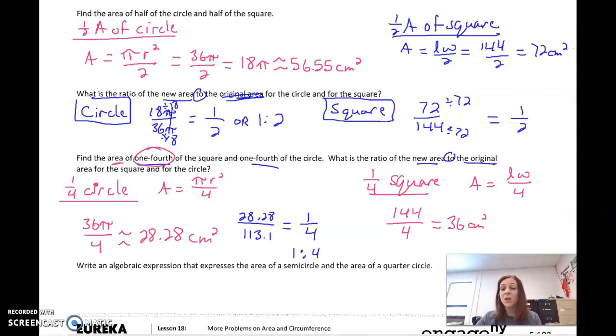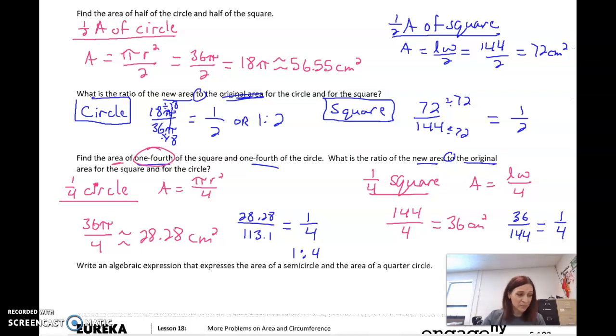36 square centimeters. So if we want to find that ratio again, and don't stress too much about the ratio thing, we take our new, which is 36, divided by original, which is 144, and it works out to be 1/4. Sorry. What I want you to understand is if you're taking 1/4 of a circle, your area is 1/4 of it. If you're taking 1/4 of a square, your area is going to be 1/4 of that.